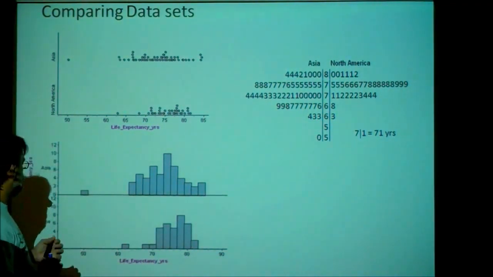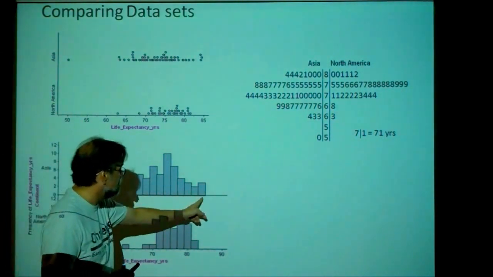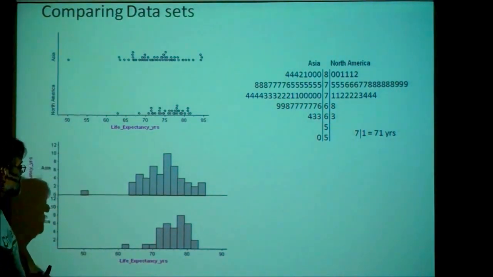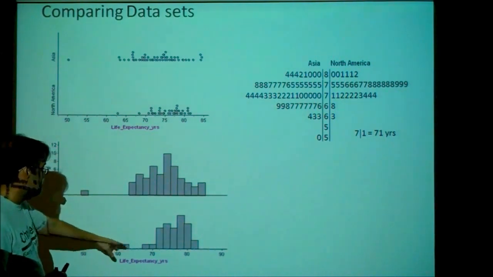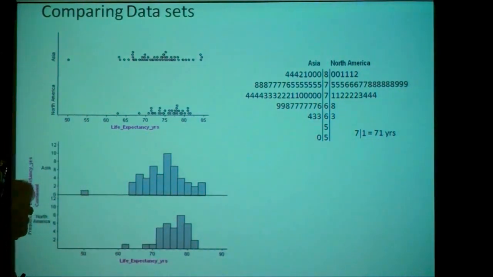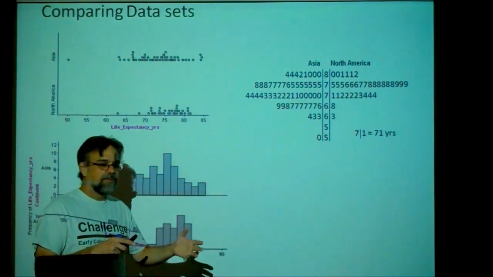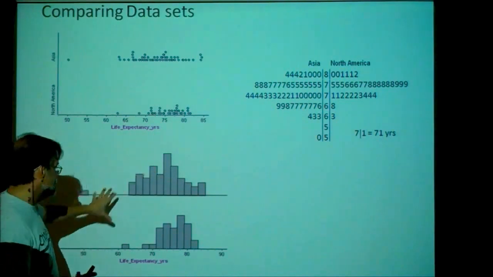The countries with the highest life expectancy in Asia are actually better than any country in North America. But we have several countries in Asia with a lower life expectancy than the vast majority of countries in North America. Again, if you were looking at the raw data, like from a table, you couldn't tell this. It's only when you illustrate it that you're able to get so much information.